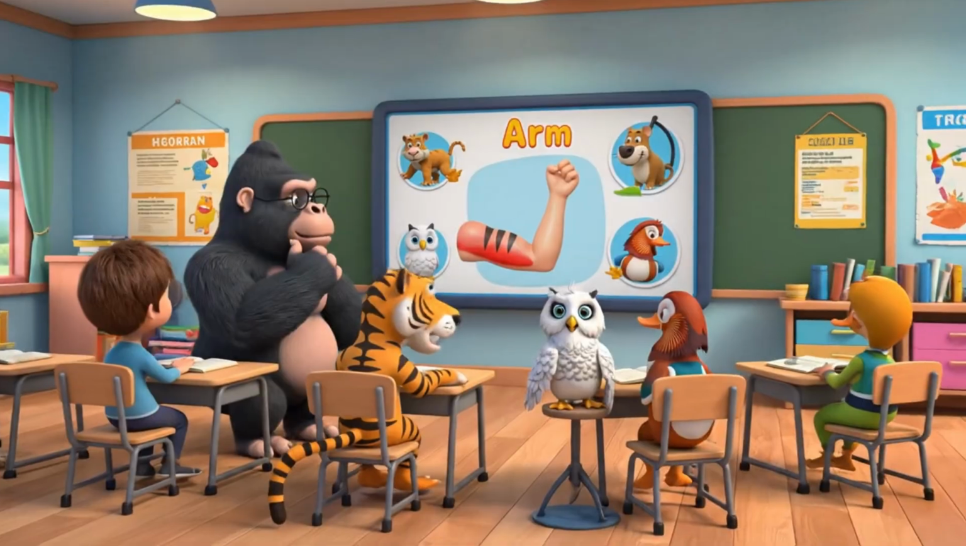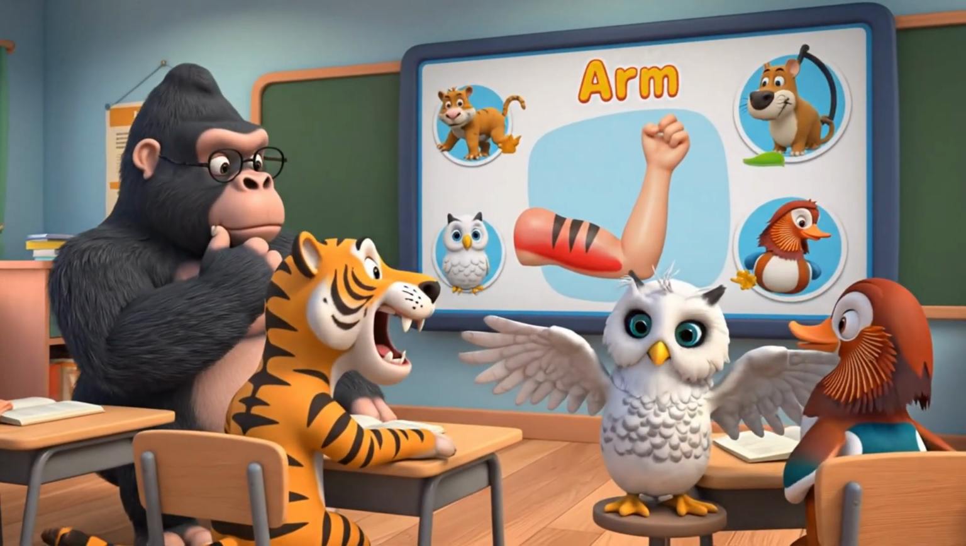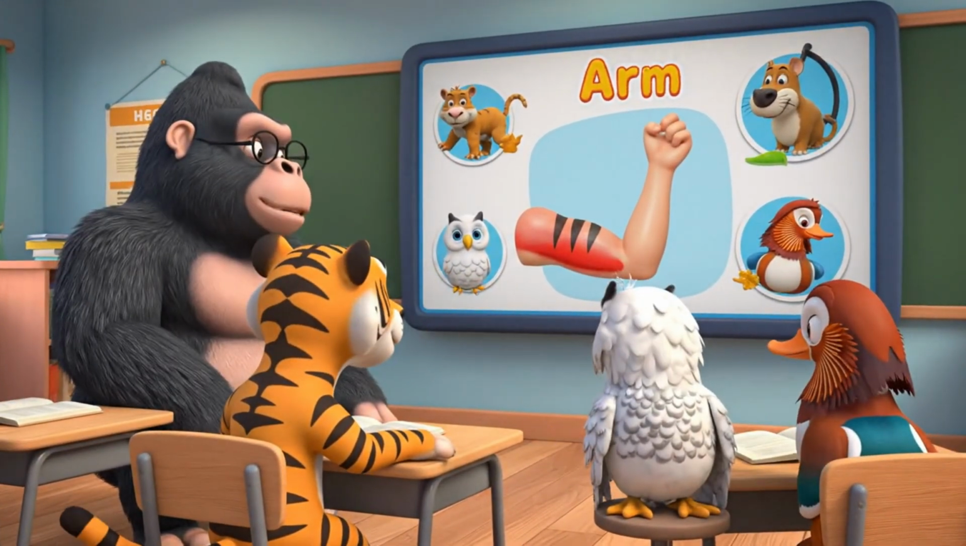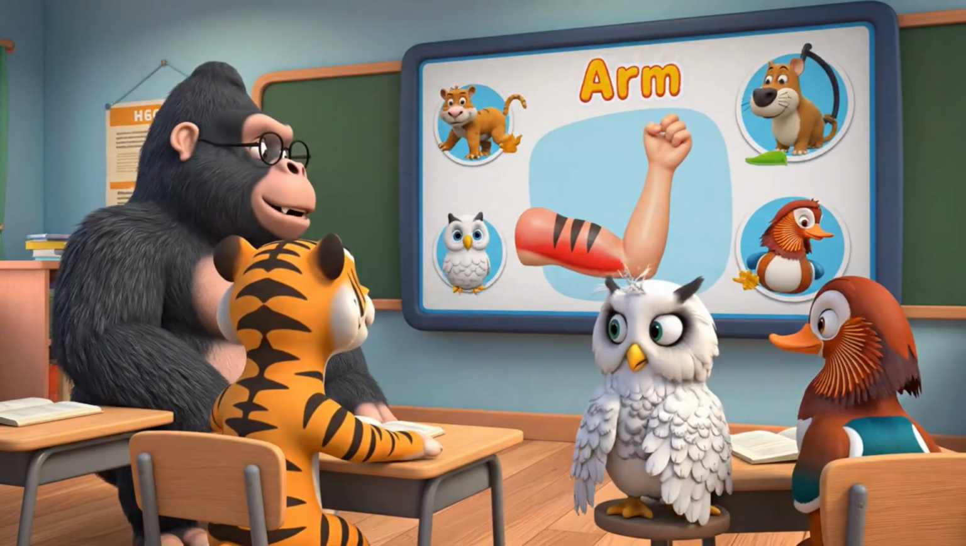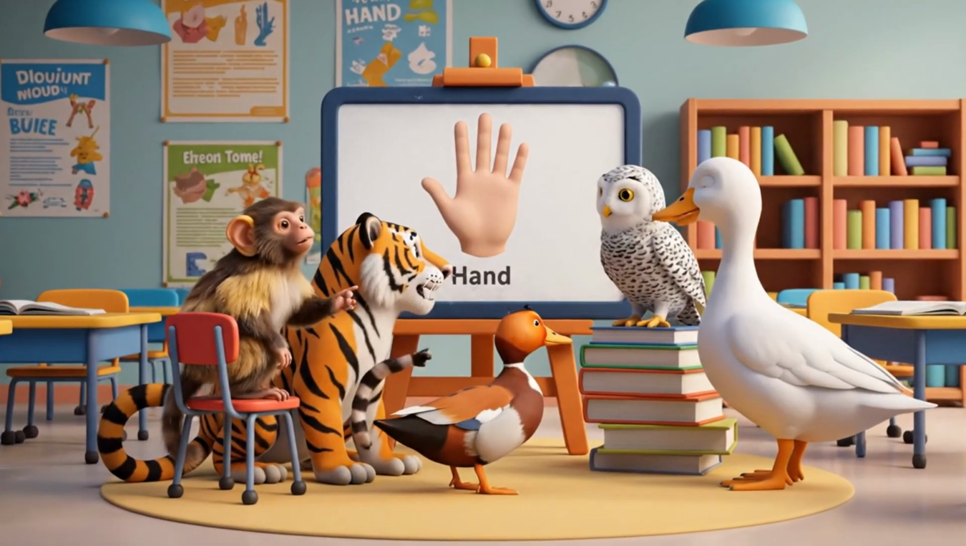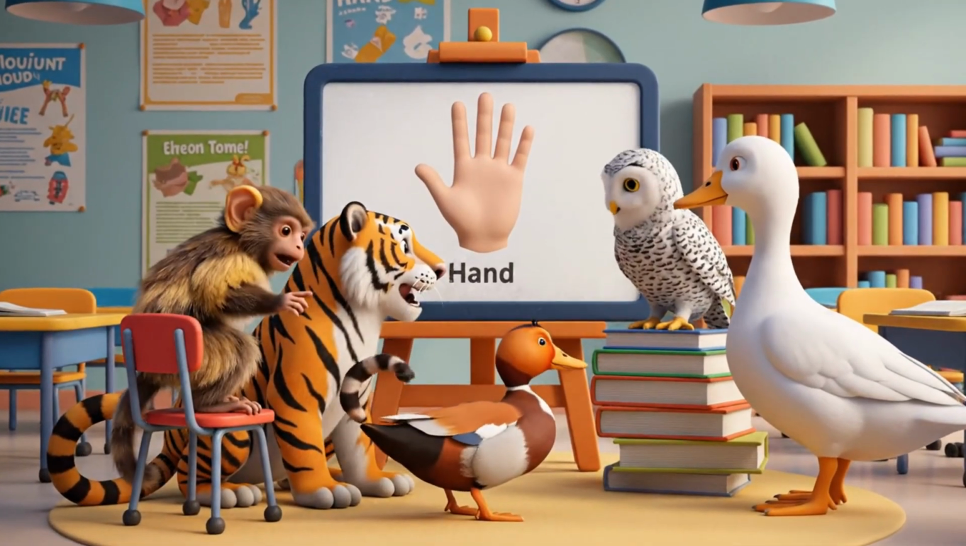Welcome back, class! Today we are looking at the human arm. As you can see on the screen, the arm has many parts. Look, everyone, this is a hand. Can you say hand?